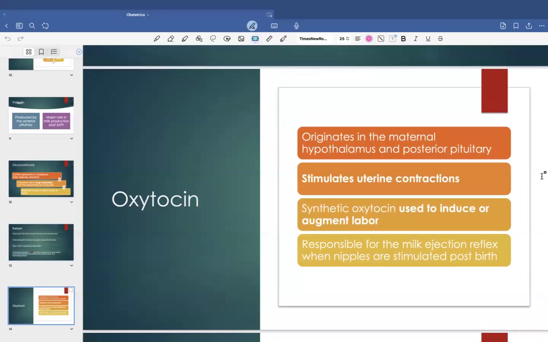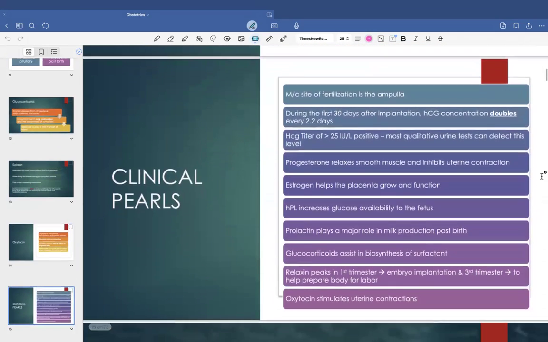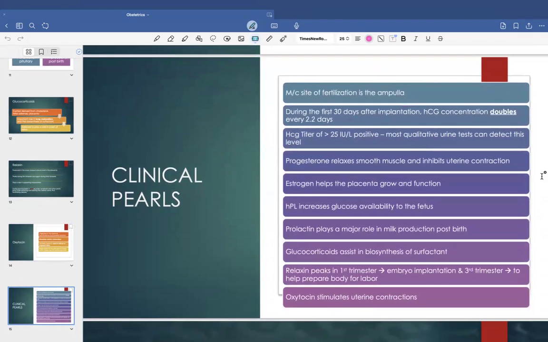That's the review. So those are what we need to know for moving forward through this lecture series in terms of hormones. So what is the most common site of fertilization? All right, during the first 30 days after implantation, HCG doubles every how many days? 2.2. If you do a pregnancy test, the HCG titer has to be over 25 to test positive.